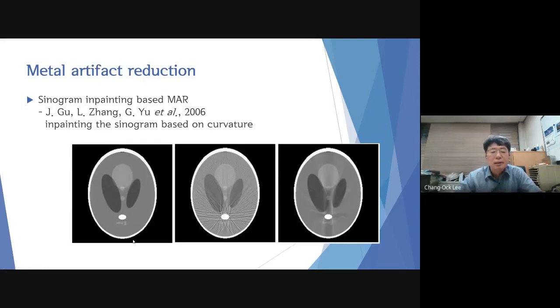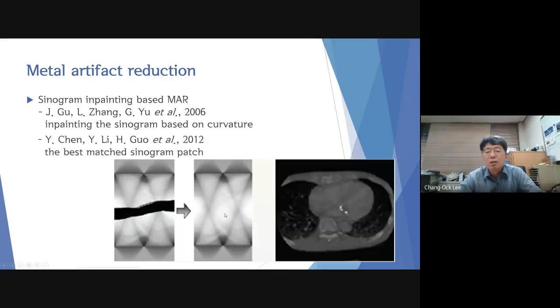Okay, so this is the Shepp-Logan phantom. We put the metal here, and we take the projection data and reconstruct the CT images. Then we have this metal artifact. And from this, if you look at these sinograms, this part is the area which is affected by metals.